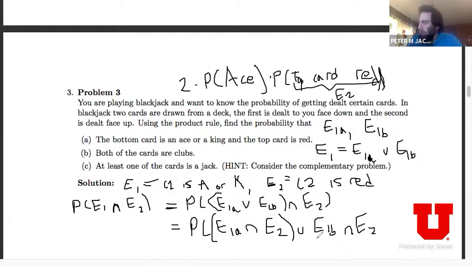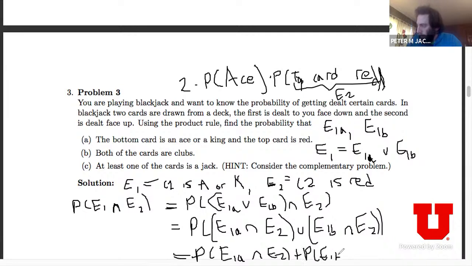Okay, all right. So now we're going to note that these are disjoint events. If E1B happened, they got a king on their first card, so they didn't get an ace. So definitely E1A didn't happen. Using the disjointness, we can represent this as the probability of E1A intersection E2 plus the probability of E1B intersection E2.